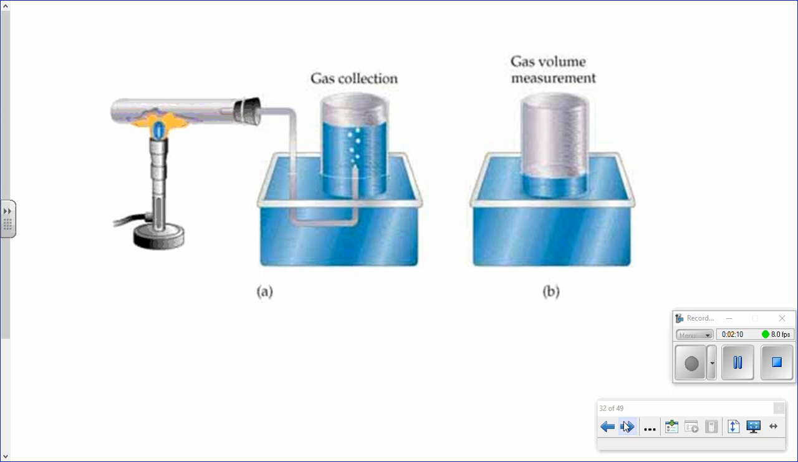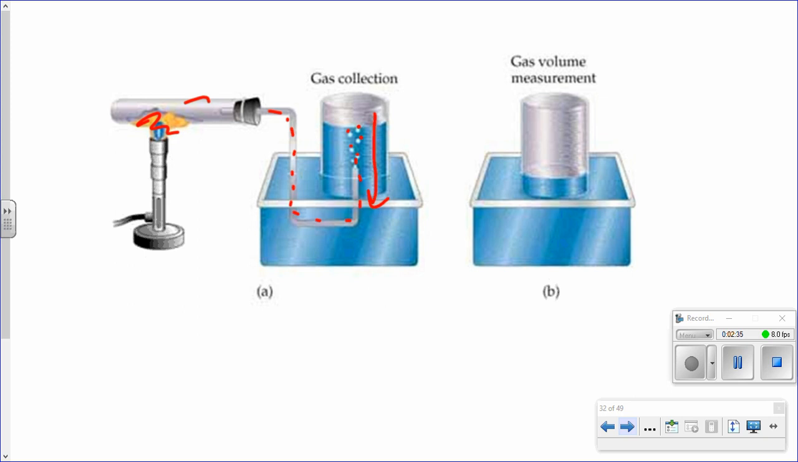So this is collecting a gas by water displacement. You notice before this reaction starts, this thing is totally filled with water, and we have a tube that snakes up in there. Now I'm going to turn on the Bunsen burner. As the Bunsen burner heats this stuff, it's going to produce a gas that's going to bubble up, you can see the bubbles, and push the water out. It's displacing the water out of the way.